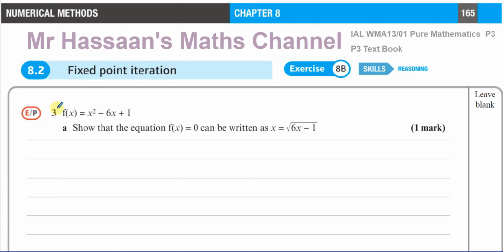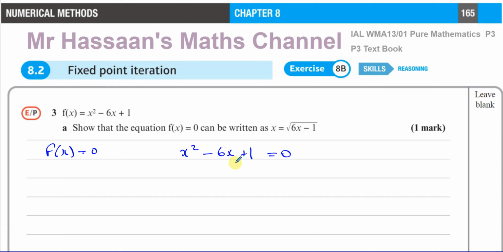So the first thing is, it says f of x is equal to x squared minus 6x plus 1. Show that the equation f of x equals 0 can be written as x equals the square root of 6x minus 1. First of all, we put f of x equals 0, which means x squared minus 6x plus 1 equals 0.